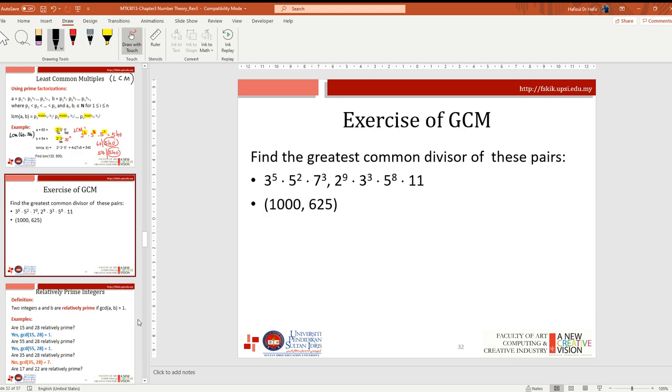Okay, then the exercise: find the greatest common divisor of these pairs. We have this one. Please do it in the Padlet. Okay, this one please do in the Padlet.